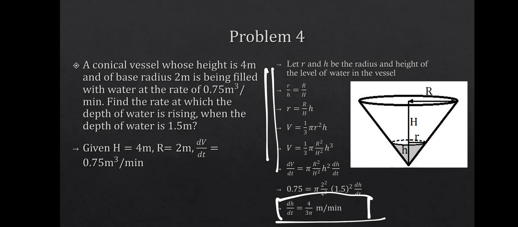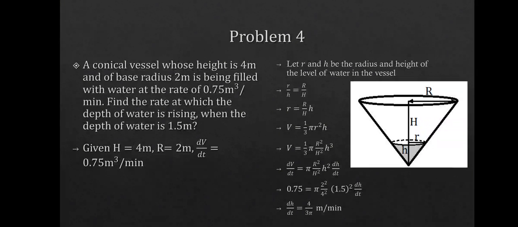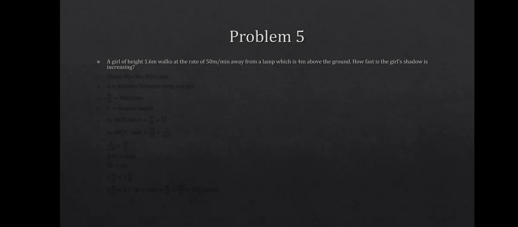Okay, so now let us move to the next problem and the last problem for the day. A girl of height 1.6 meter walks at the rate of 50 meters per minute away from a lamp which is 4 meter above the ground. How fast is the girl's shadow increasing? Now, before I go on to solve this, let me just give you something.